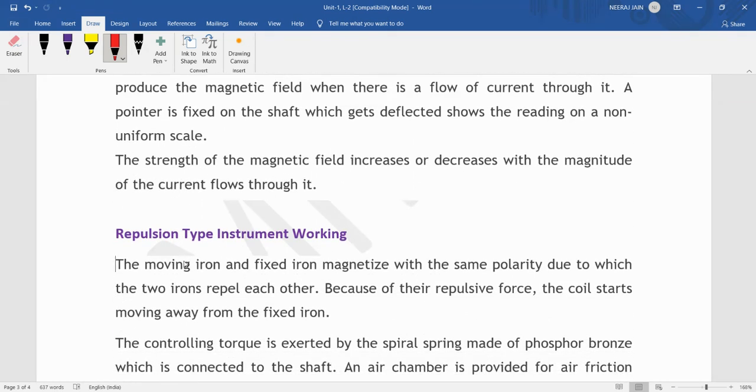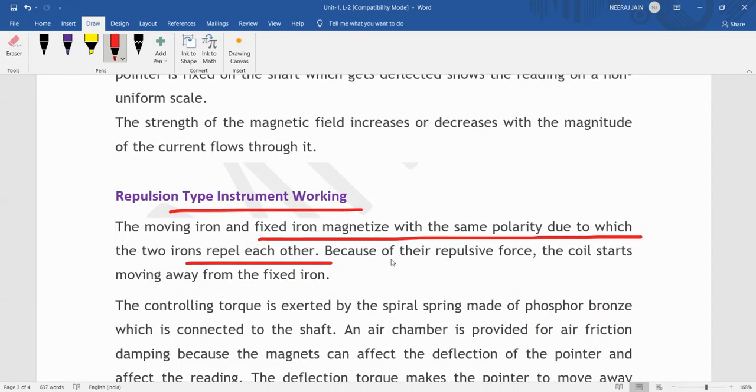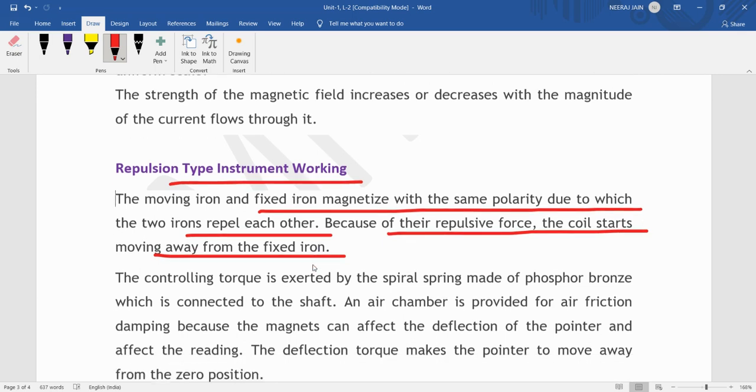Now the repulsion type instrument working: moving iron and fixed iron magnetized with the same polarity, जो मूविंग आयरन है और फिक्स्ड आयरन दोनों सेम पोलरिटी से मैग्नेटाइज्ड होते हैं। Due to which the two irons repel each other, इससे ये एक दूसरे को रिपेल करते हैं। रिपेल की वजह से ही the coil will move, अगर ये आपस में एक दूसरे को रिपेल नहीं करेंगे तो कॉइल है वो मूव नहीं होगी। Now because of their repulsive force the coil starts moving away from the fixed iron.